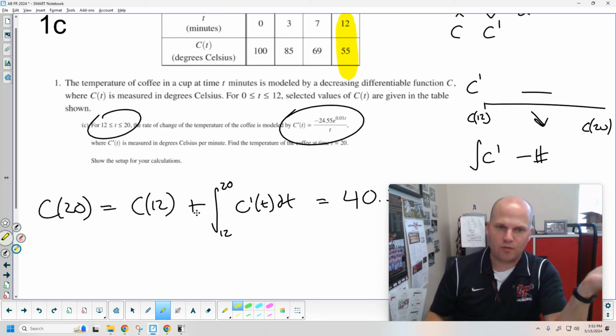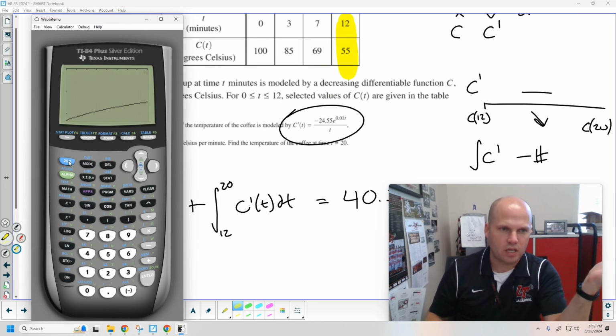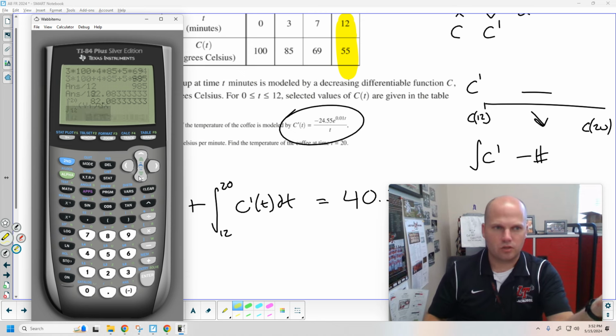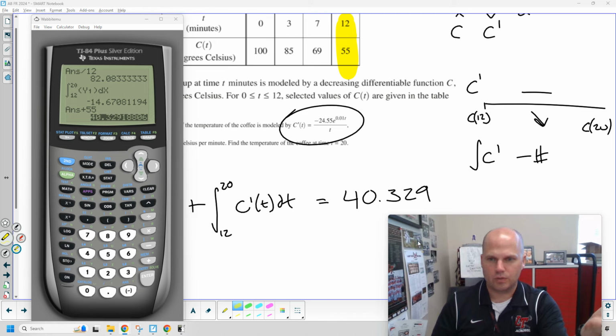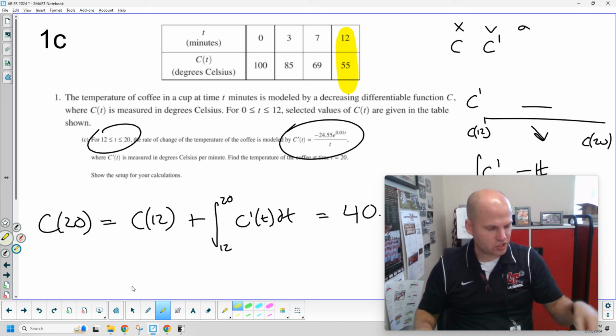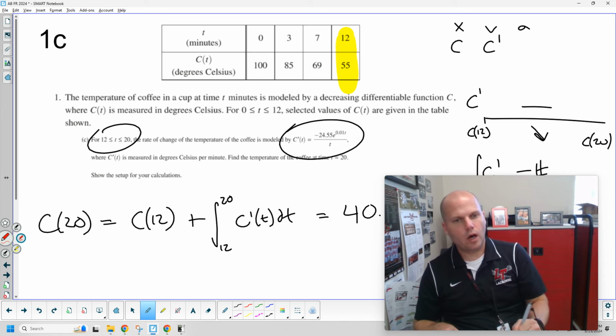But we need to do 55 plus this integral from 12 to 20. So I can see in my calculator, the first calculation I did was the rate of change calculation here. Second calculation I did was the Riemann sum, dividing it by 12, got that. Here's the third calculation I did. Accumulated the derivative, and I added 55 to it to get this 40.329 value.